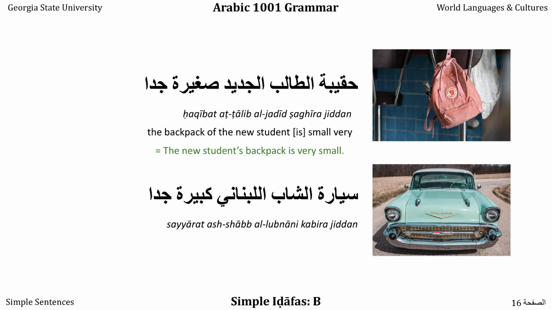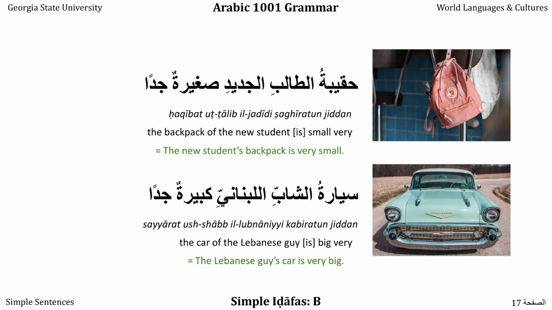So sayarat ash-shab, the car of the guy, followed by a definite adjective, al-Lubnani, Lebanese. That's part of a phrase, so it modifies the guy, not the car. But then the indefinite adjective kabira is the khabar or predicate of the sentence, and therefore it modifies the car, not the guy. And then again, jiddan is just jiddan. So the car of the Lebanese guy is big very, or the Lebanese guy's car is very big.